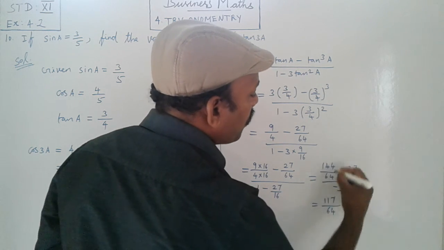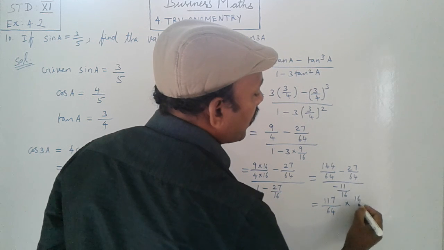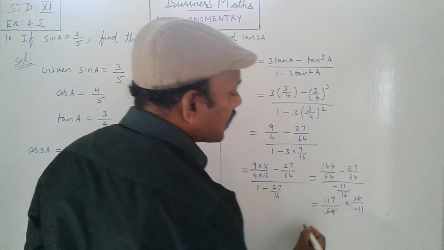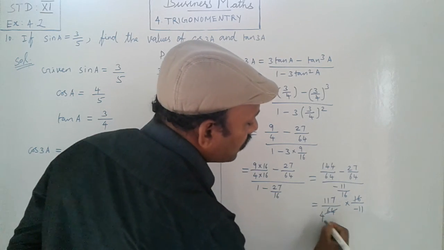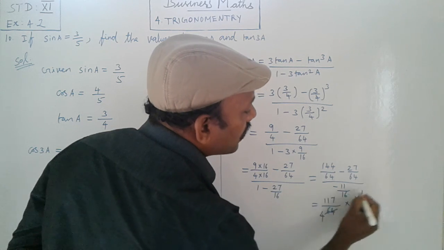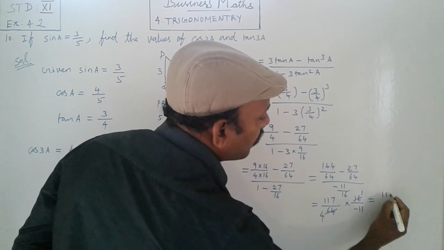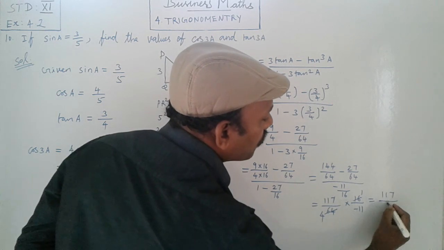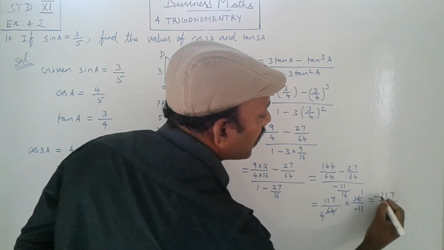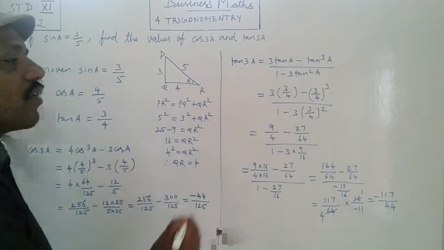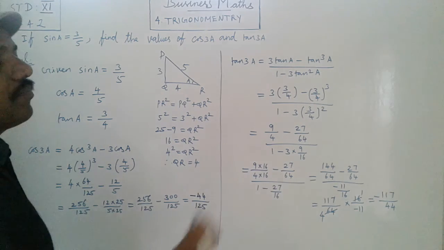Then take the reciprocal, 16 divided by minus 11. So 16 and 64 cancel, 4 times, and 1 time. 117 into 1 is 117 divided by 4 into minus 11 is minus 44. So we should write a minus here. So minus 117 divided by 44 is the answer, tan 3A. That's all.